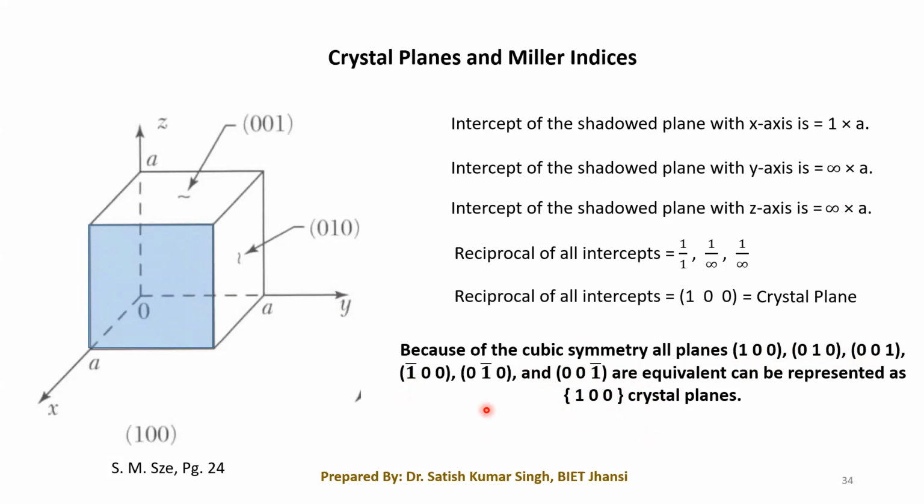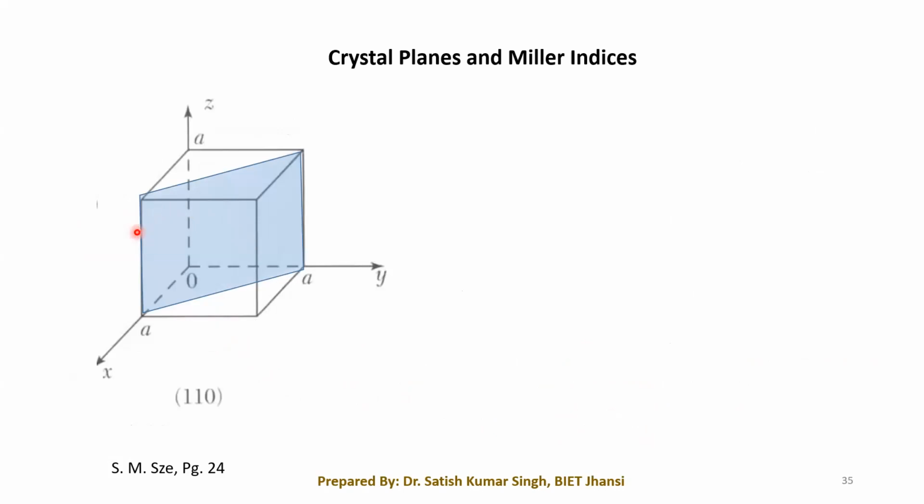Similarly, I can also have a different plane. I have taken a plane like this, and I can also take a plane in this fashion. If I take a plane like this, you can think of what the intercepts are. The intercept with the x-axis is a, with the y-axis is again a, and it goes up to infinity in the z dimension. It cannot intercept.